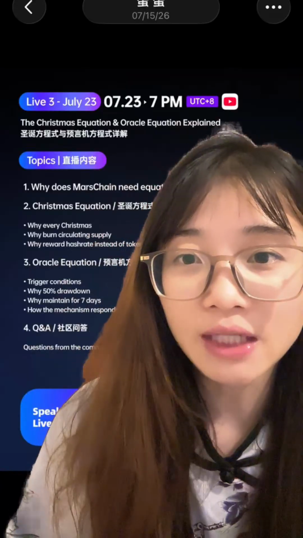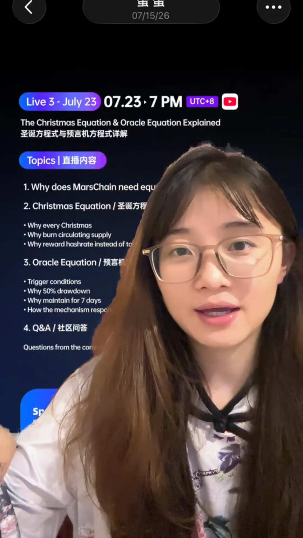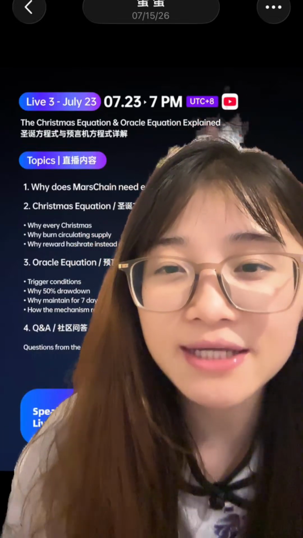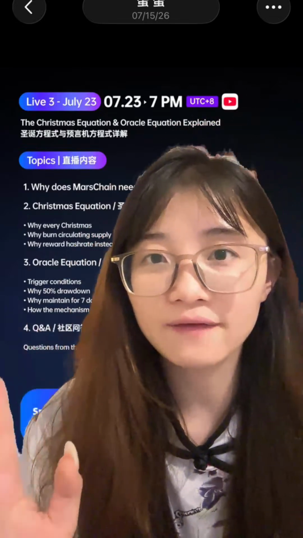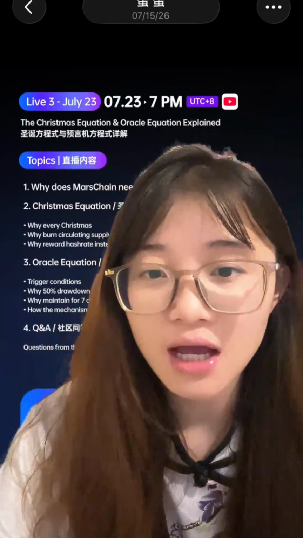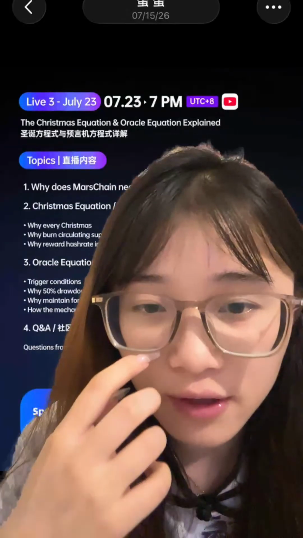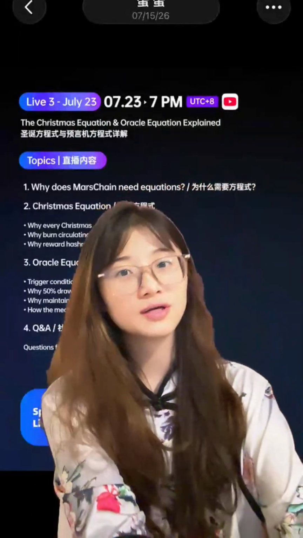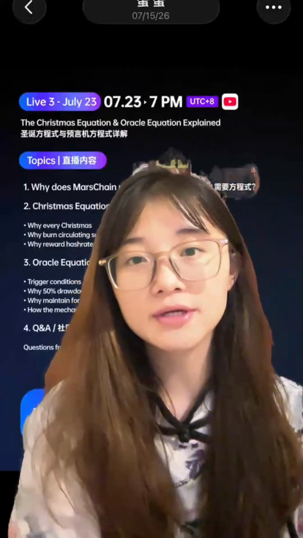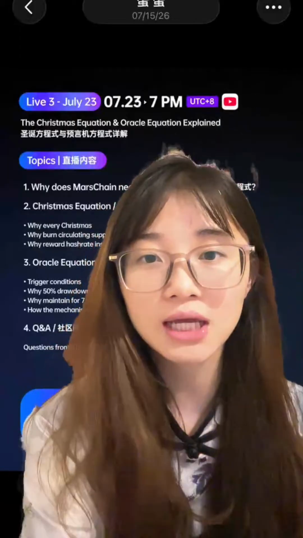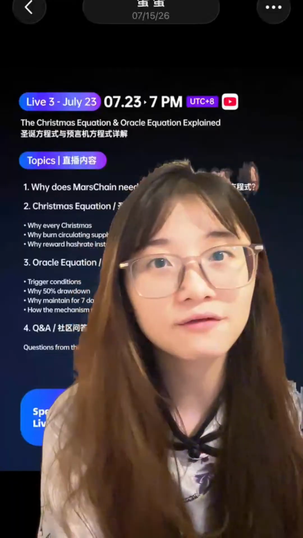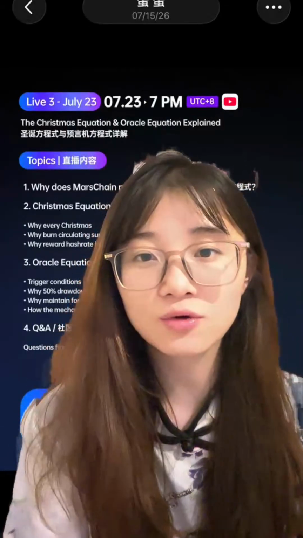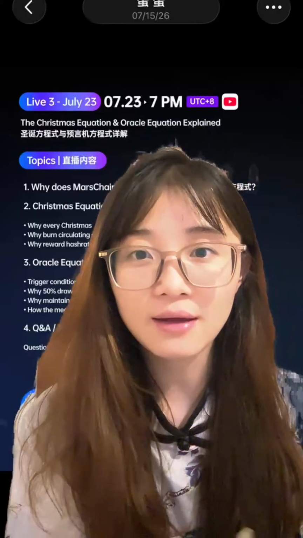Let's continue about this topic, the Christmas equation. We just said about the condition and the function of those two equations. In the future, will you guys create an exchanger? That is quite an interesting question. Maybe, but it also depends on the development of the whole team. According to time, maybe in the future we'll have our own exchanger. And you know that recently we just created our own token, the MarsChain token.